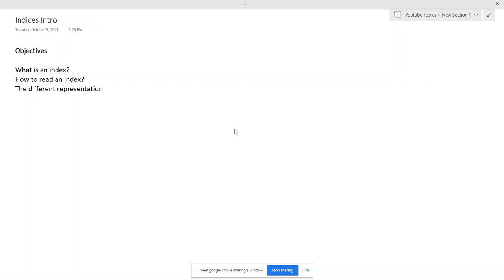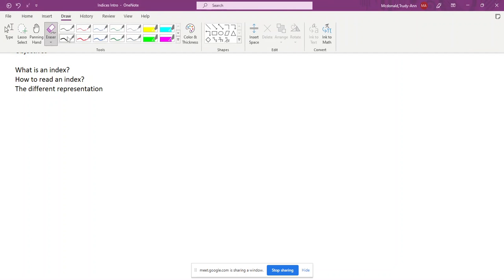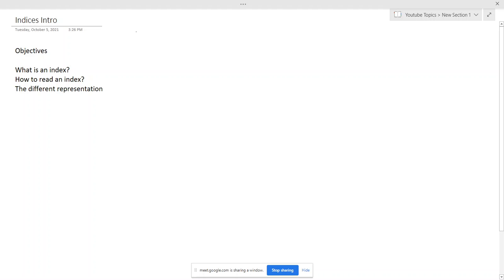So today we're going to be looking at what an index is. Singular word index, plural word indices. All right, so if you see indices, you know that that's the plural for index. All right, so we have index being singular.